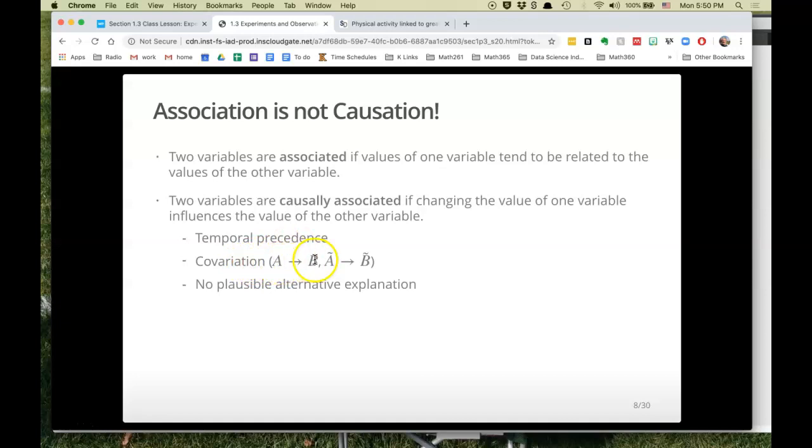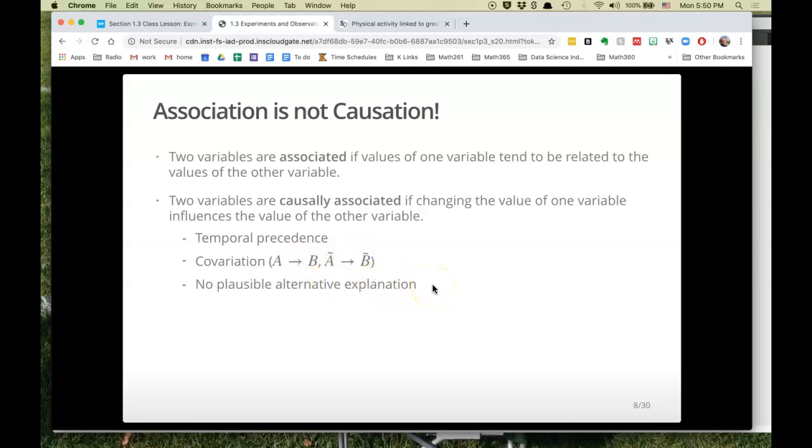Covariation: A implies B, not A implies not B. So smoking implies lung cancer. Stopping smoking means you're less likely to get lung cancer. So we need to be seeing that as well in observational studies. And there's no plausible alternative explanation.